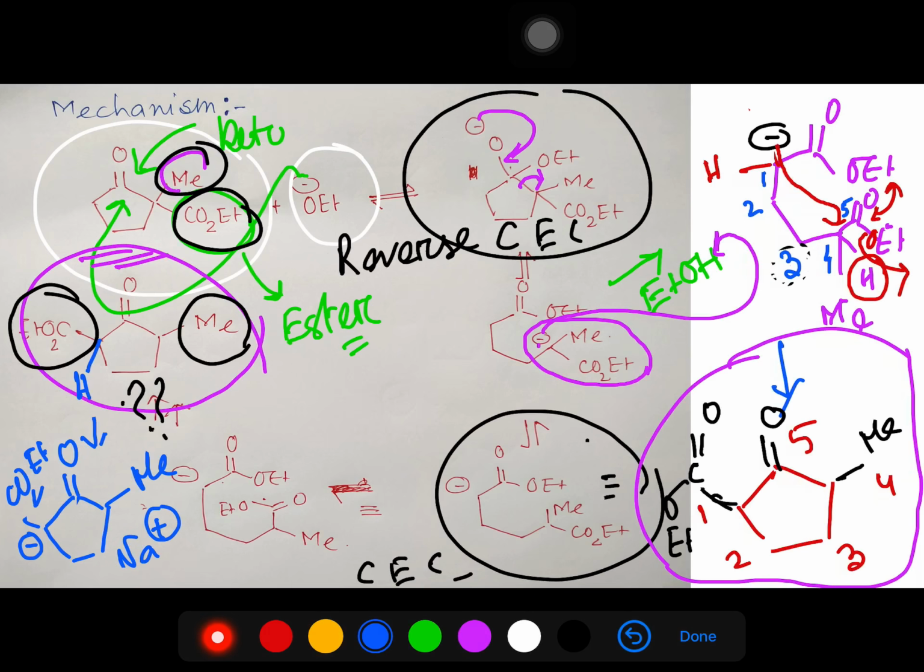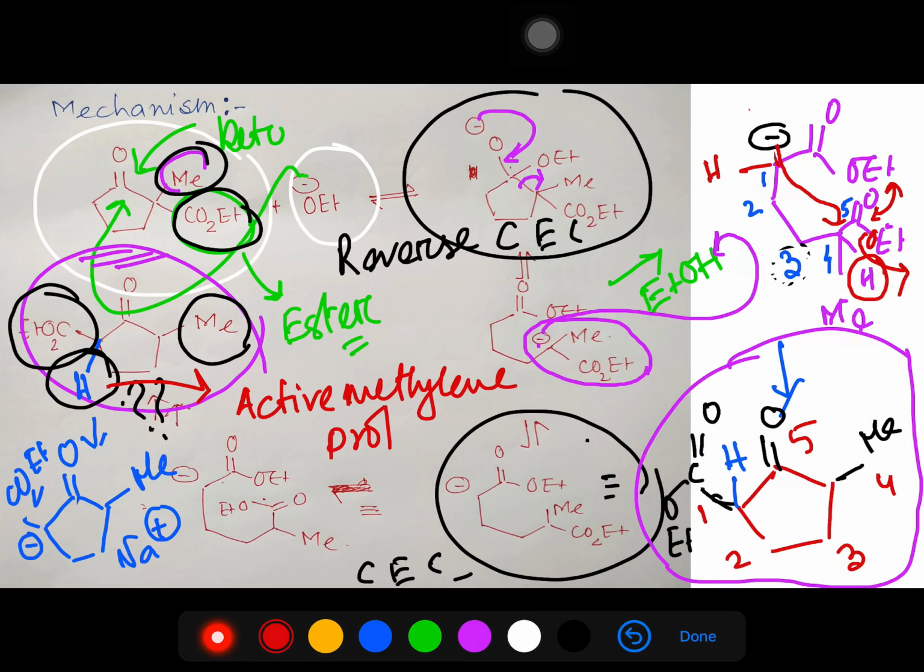See, the reaction stops here, and in the second step I have given acidification. This acidification results in the final product. Because this hydrogen is sufficiently acidic. Why? Because this is an active methylene type proton, and we know this proton has a pKa around 10.